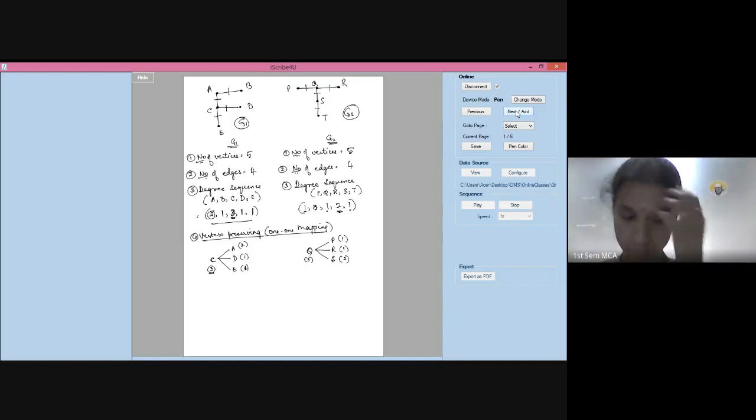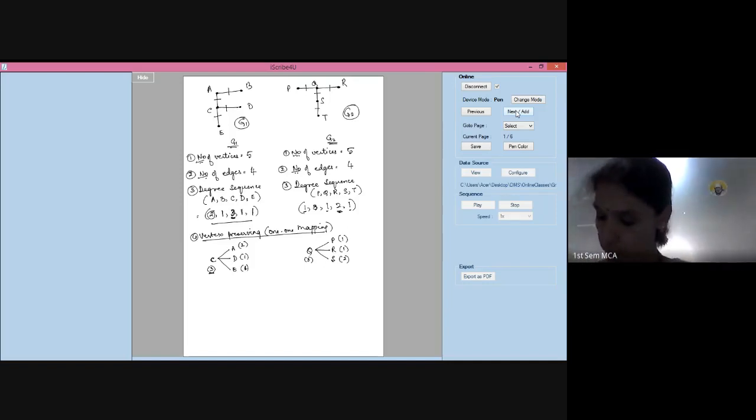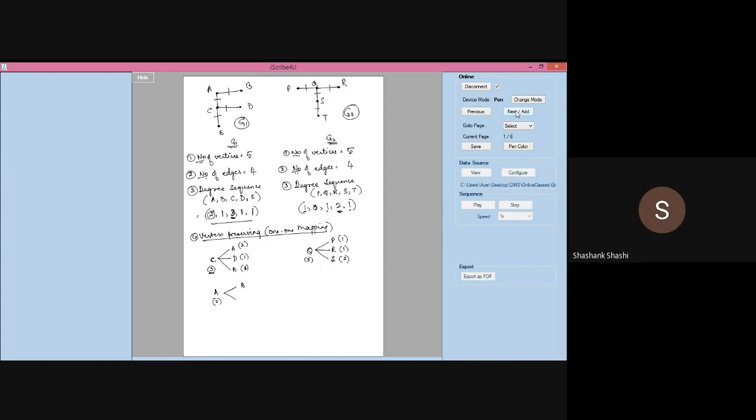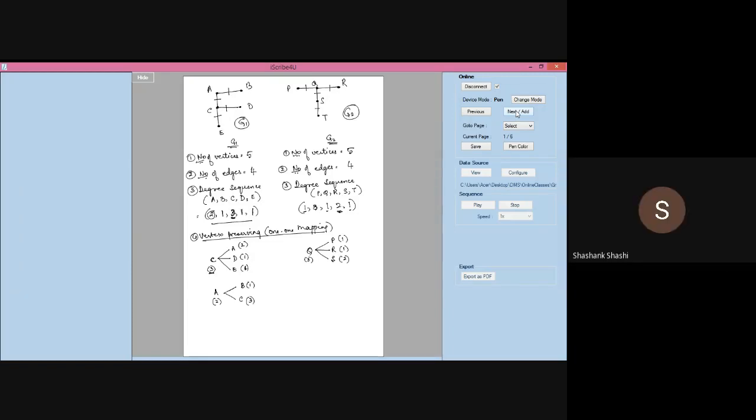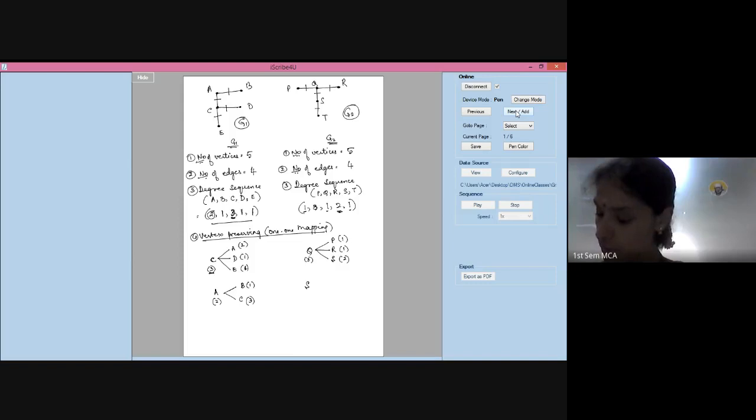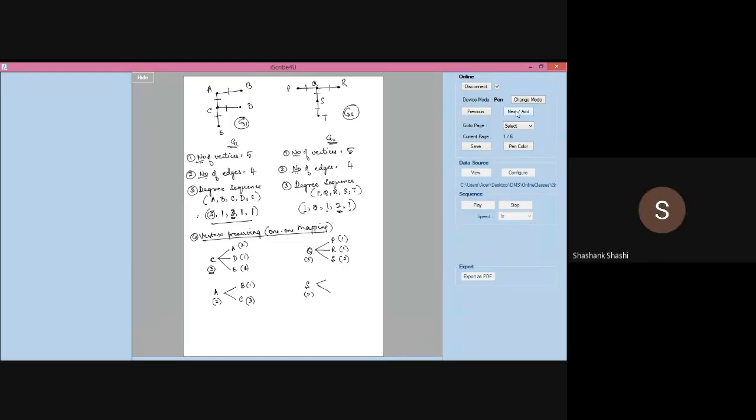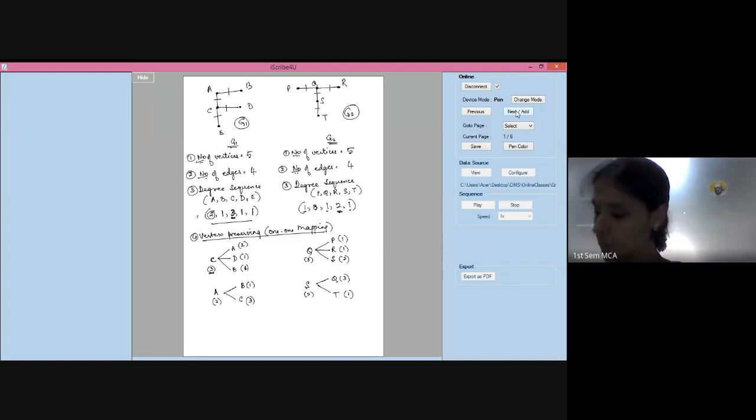Alright? Okay. Now, let me take A. A has degree 2. Which are the vertices adjacent to A? B and C. Degree of B is 1, C is 3. Alright? Here, S is the one which has degree 2. Which are the vertices adjacent to S? Q and T.